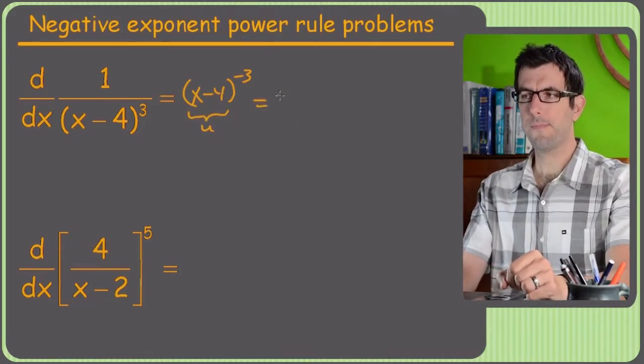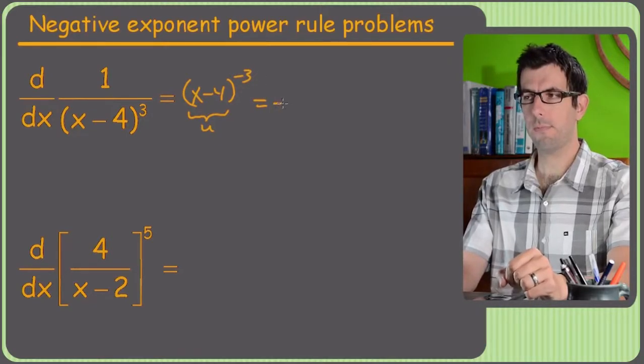So what's the formula? Take the old exponent, keep our u the same.